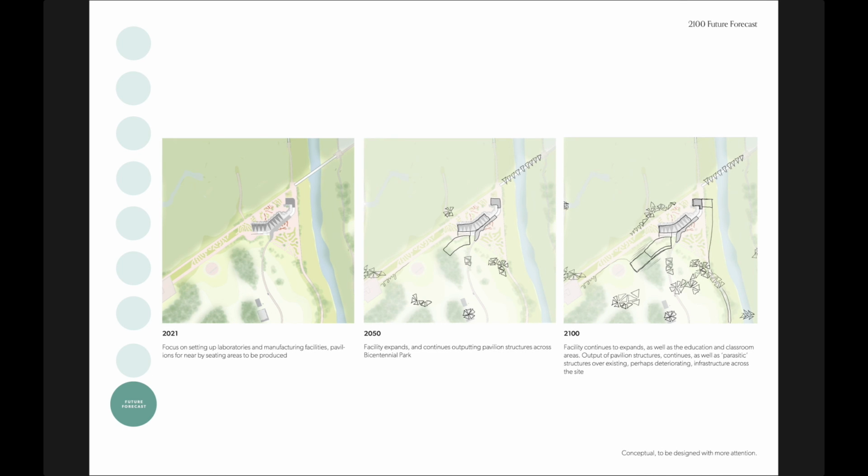Over the next century, the Discovery Centre building will expand and continue outputting pavilion structures across the site. As it expands, so will the education, classroom, and cafe areas too. Further, the pattern can be applied to existing bridges or structures on site as a parasitic structure to revamp existing, perhaps deteriorating, infrastructure across the site to continue keeping the site healthy and functional.